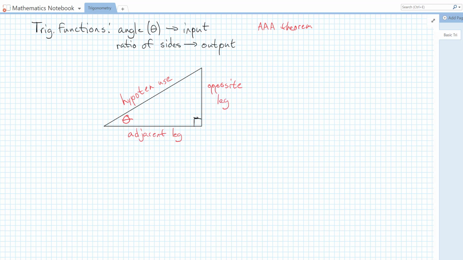What our trig functions do is they take our angle theta here, one of the non-right angles, as an input, and they spit out the ratio of two of the sides of the triangle as an output. And there are three trig functions. Each one is going to give us a different ratio of sides. Our first trig function is the sine function, and sine of theta gives us the opposite leg over the hypotenuse.